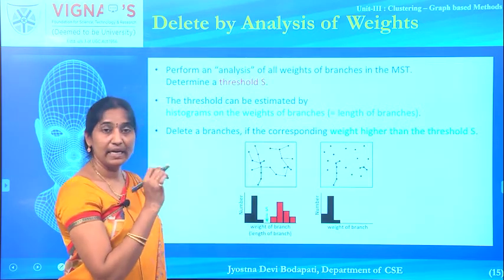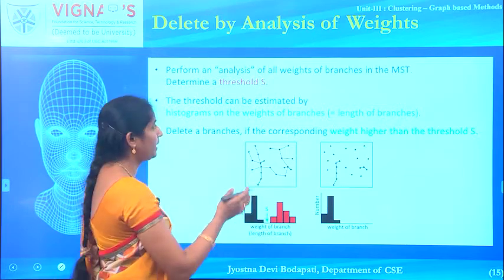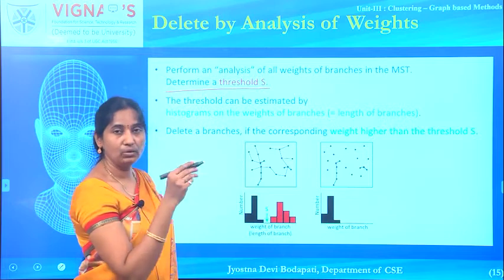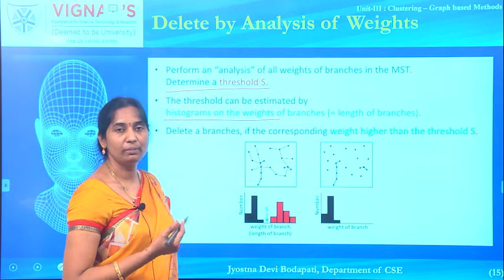You can analyze the graph, and by analysis of the weights of the minimal spanning tree, you get a threshold. And how do we get the threshold? You just plot the histogram with all the weights of the branches.